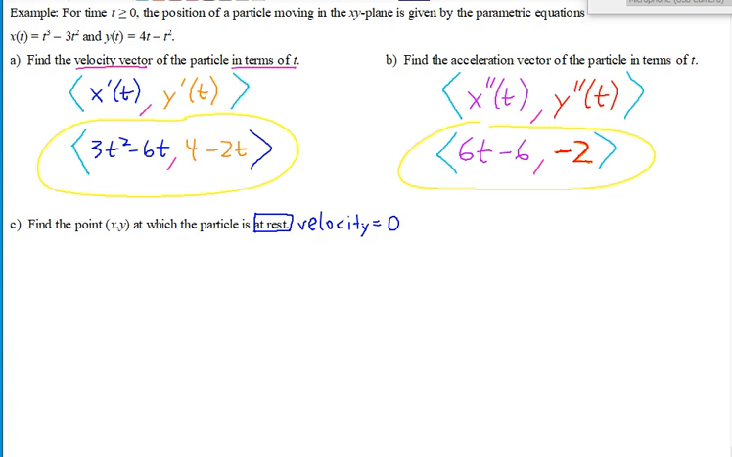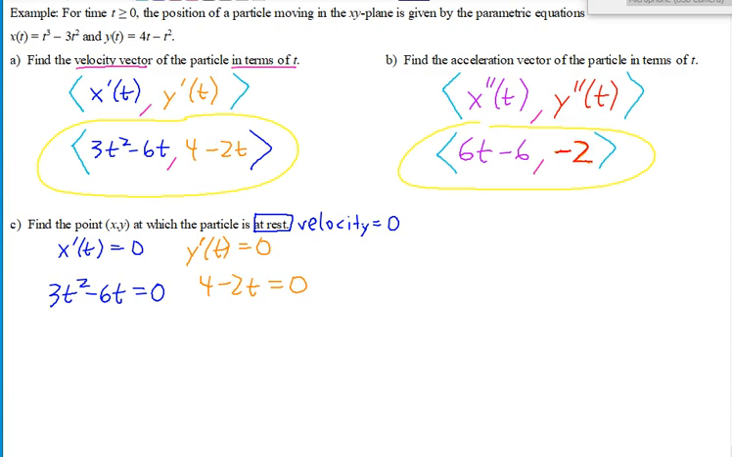But our velocity vector has two components, so both of these have to be equal to 0. x prime of t has to equal 0, and y prime of t has to equal 0. So it's 3t squared minus 6t equal to 0, and 4 minus 2t equal to 0.